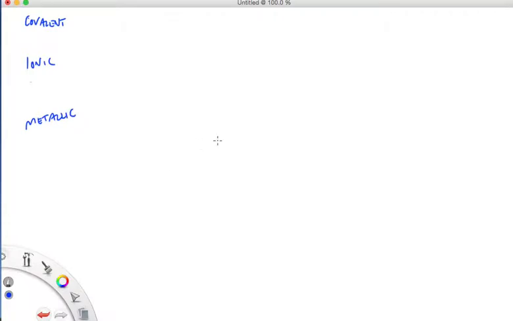So what I want you to know about these things, first of all, is that for covalent bonds, when you make a covalent bond between two atoms, the result is something we call a molecule. So when two atoms come together and form a covalent bond, that resulting structure is called a molecule.